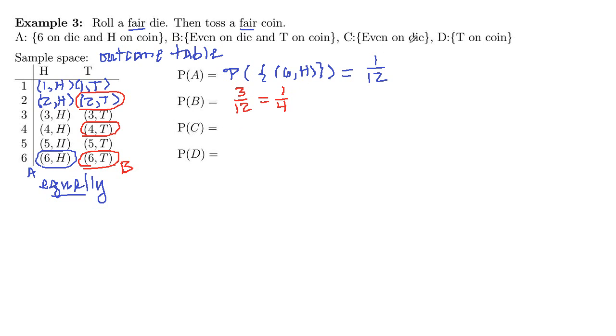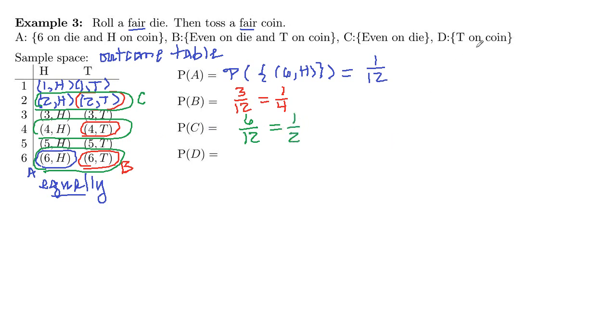Probability of the event C, even on the die. So we get even on the die. Let me do that in green. So we just want even on the die. So it could be 2 heads, 2 tails, or 4 heads, 4 tails, or 6 heads, 6 tails. So that's the event C, and we've got 1, 2, 3, 4, 5, 6 sample points out of 12 total that are equally likely, 6/12, 1/2.